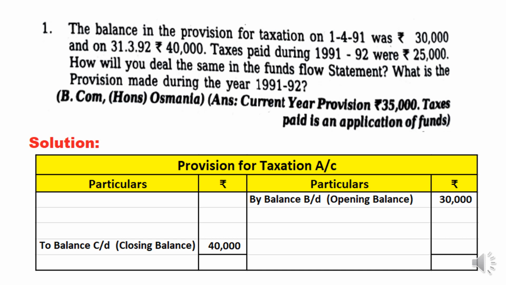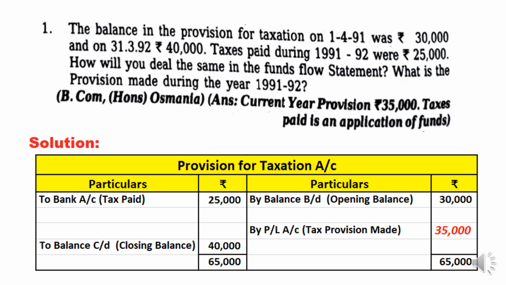So how much tax did we pay during the year? We paid 25,000 tax. So what is the entry when we pay tax? The entry is provision for taxation account debit to bank. So in the provision for taxation account, we write to bank, how much? 25,000. Clear? Then we will close this account. We will get the balancing figure 35,000 on the credit side. What does it mean? This is our missing figure which we are calculating. This is called by P&L account, that is the tax provision made during the year.